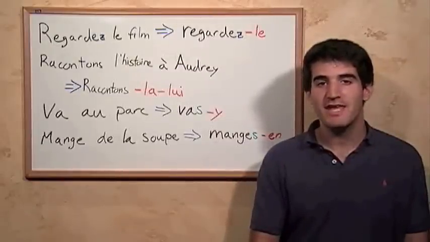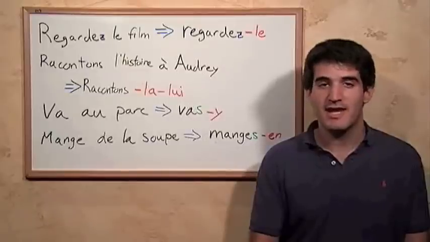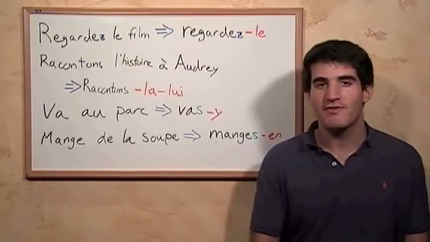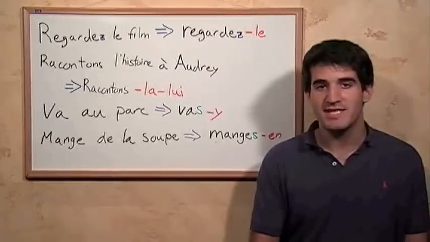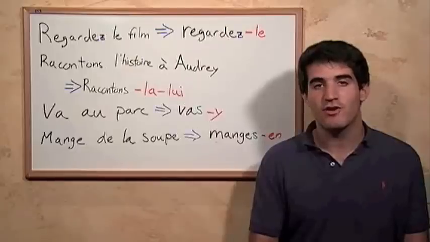When we have y at the end, remember, for ER verbs, like aller in this case, we add the S at the end of the tu form of the imperative, or we don't have it otherwise. So we get vas-y. This expression, vas-y, is a very common expression which means go there, or more generally, do it. Go for it.